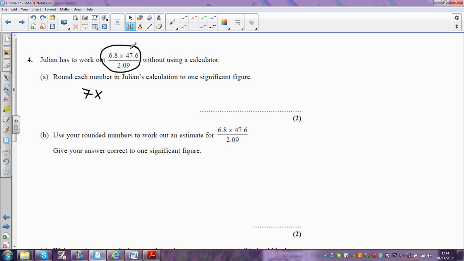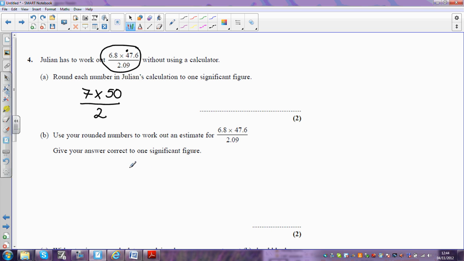We've now got 47.6, so only that 4 is going to remain. Everything else must drop down to 0. The 4 has to round up to a 5, but we have to put in a 0 instead of this 7 to keep the number the right size. Okay, so 7 times 50. On the bottom here, 2.09, we only need to keep the 2, the first significant figure. Everything else drops to 0.